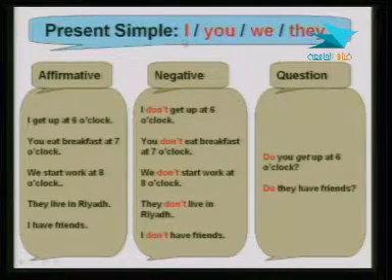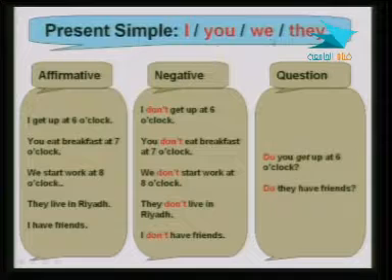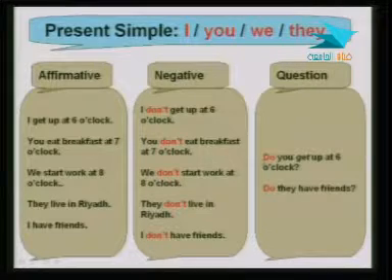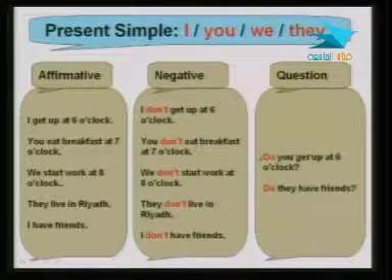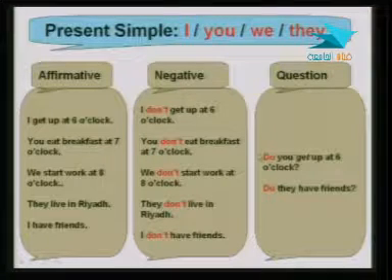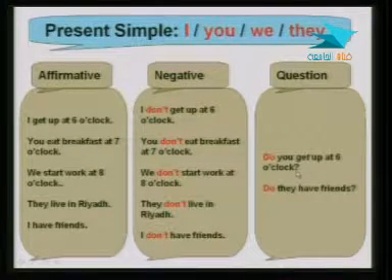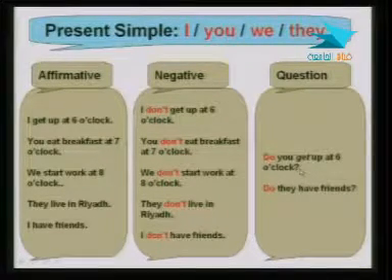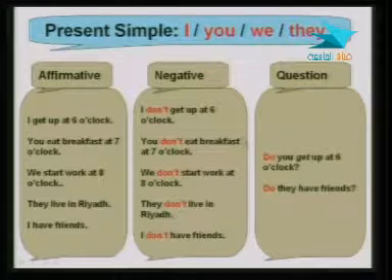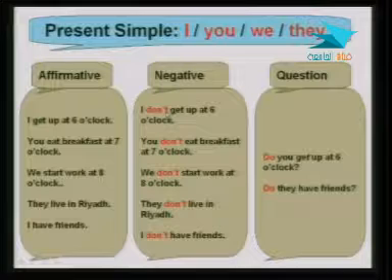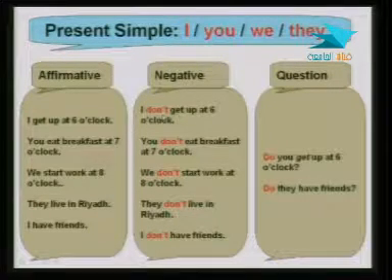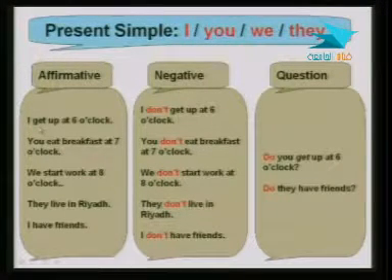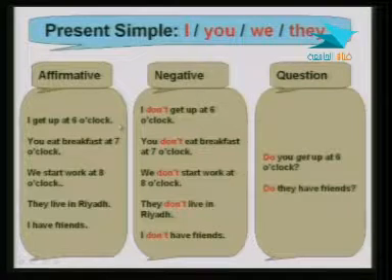So just keep in mind that with the subjects I, you, we, they, we use do to make questions, and it is moved to the beginning or front of the sentence, and then we add the question mark to indicate that we have a question. And with negatives, do plus the word for negative, which is not. For affirmative, nothing added to the verb, just the subject, then the verb, and then the rest of the sentence.